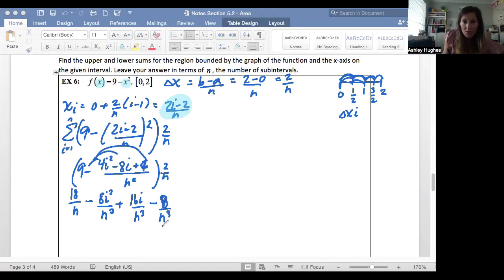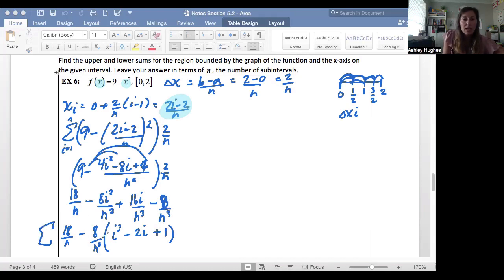Sorry, y'all. Okay, so I have 18 over n, and to make this a little bit simpler, I'm going to factor out 8 over n cubed from all of these. So I'm going to take out a negative 8 over n cubed. So that means I'd be left with i squared here, minus 2i, and then here it would be plus 1. Okay, because I factored out a negative 8 over n cubed.